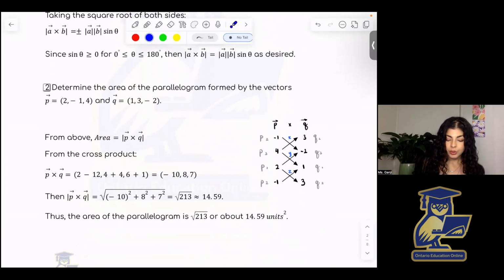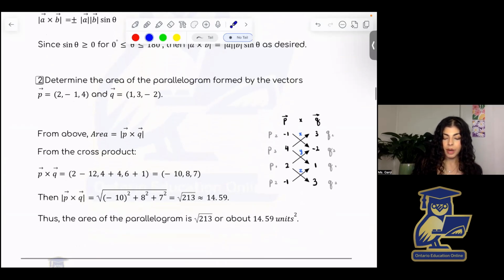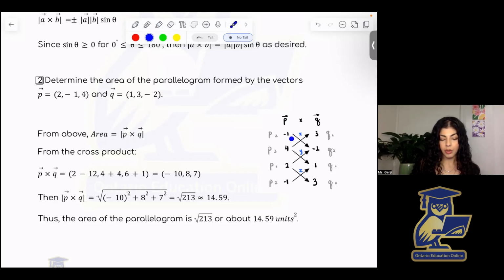Now, let's do an example. Here we have a parallelogram formed by the vectors P, which is (2, -1, 4), and Q, (1, 3, -2). And we're asked to find the area of this parallelogram. So from above, we know that area is equal to the magnitude of the cross product of P and Q. So first we set up the algorithm here. So -1, 4, 2, and -1 for P. And for Q, we start at Q2, which is 3, and then -2, 1, 3.